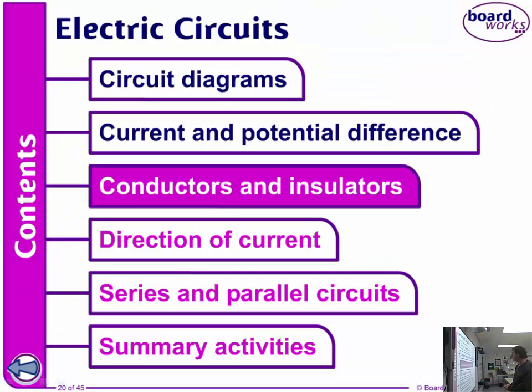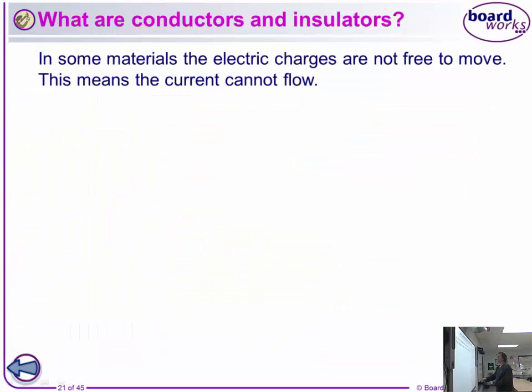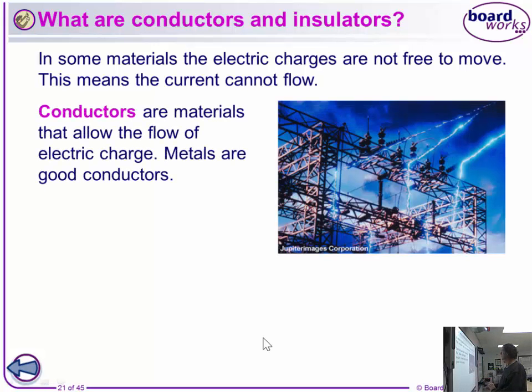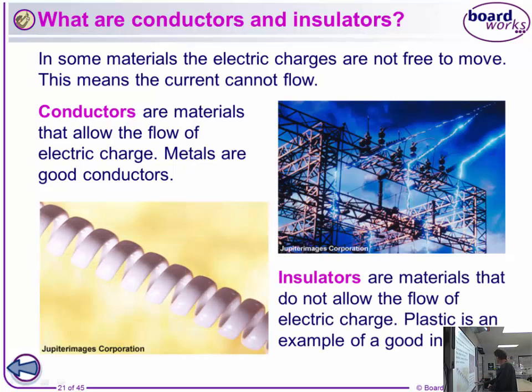So let's have another look at conductors and insulators here. In some materials, electrical charges are not free to move, so there's no current flow. Those would be insulators. But when there is a current flow, it's going through conductors. They're materials that will allow charge to flow very well, and they tend to be metals. Okay? Insulators are non-conductive materials, as I've just said.